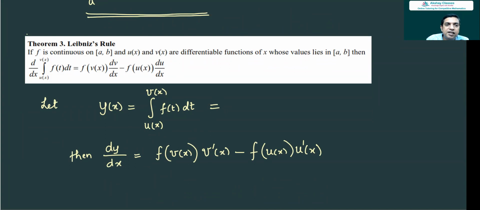If capital F is your antiderivative, then the integral is capital F of v of x minus capital F of u of x. This is from the first theorem. Now, if you differentiate this by chain rule, you will get F dash v of x into v dash x minus F dash u of x into u dash x. That F dash v of x is nothing but small f of v of x, and this is small f of u of x, from the second theorem. That's it. So this is a very simple and straightforward result.